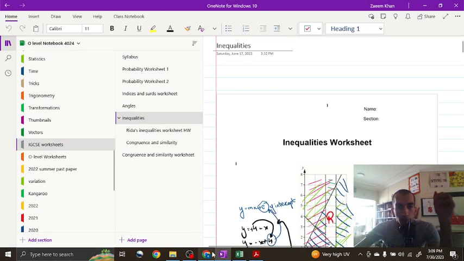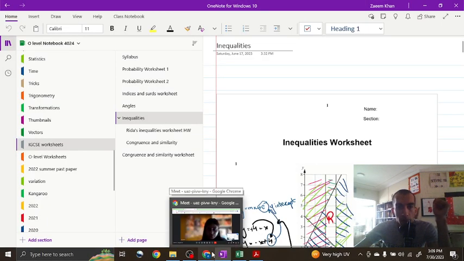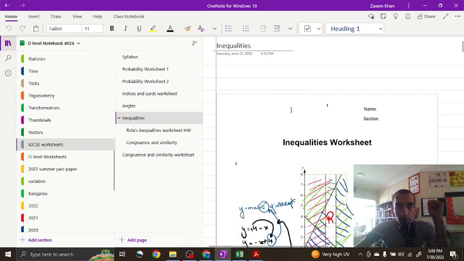Can you see the screen now? Yeah. And the webcam? Yeah.